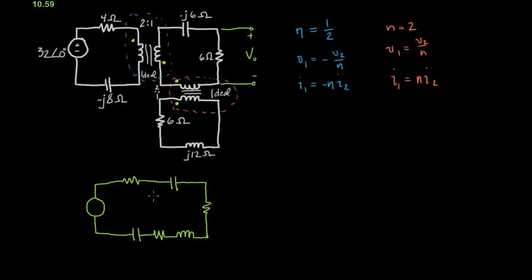Okay, and now we need to fill in the values. Well, these two values aren't changing because we're not using reflection here. So this is just minus j6, and this is 6 ohms. We're still looking for V0.